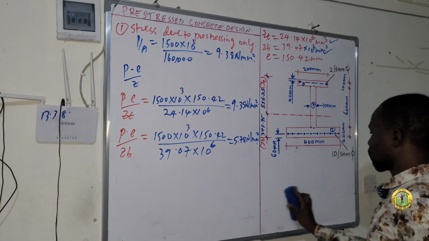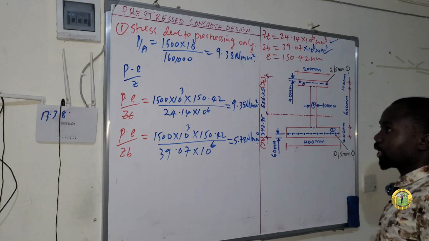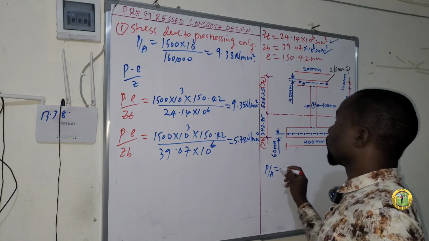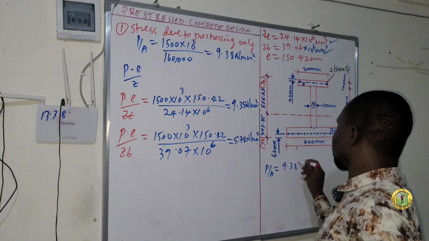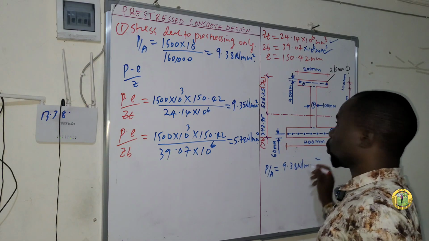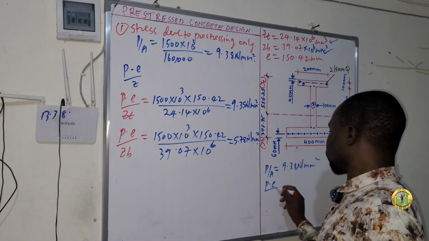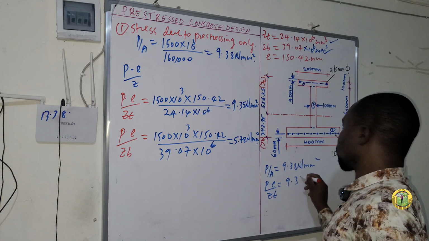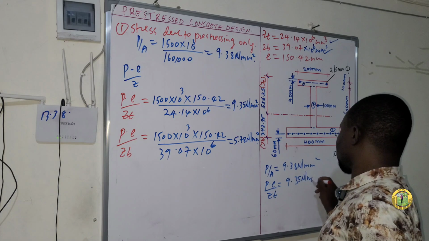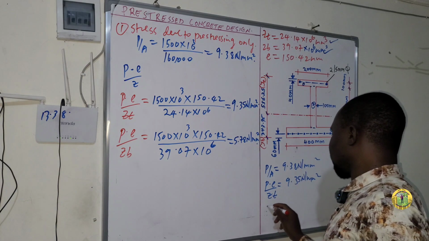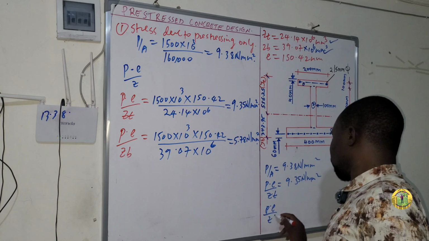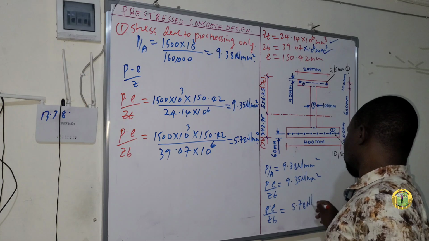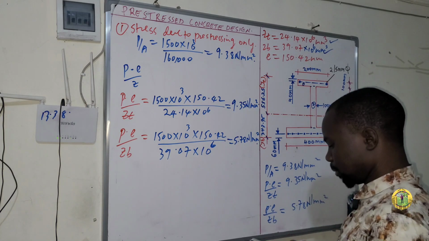So let me write here, let me preserve this information. P over A is equal to 9.38 Newton per millimeter square. Then P E over Z top is equal to 9.35 Newton per millimeter square. And then P E over Z bottom is equal to 5.78 Newton per millimeter square.